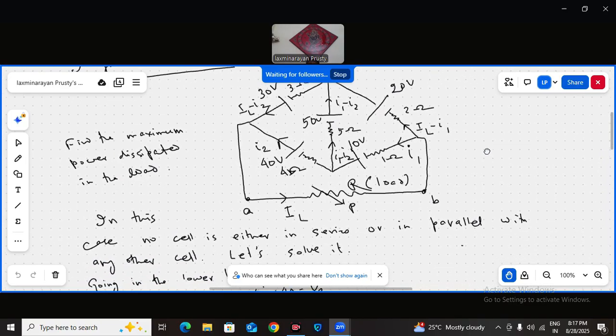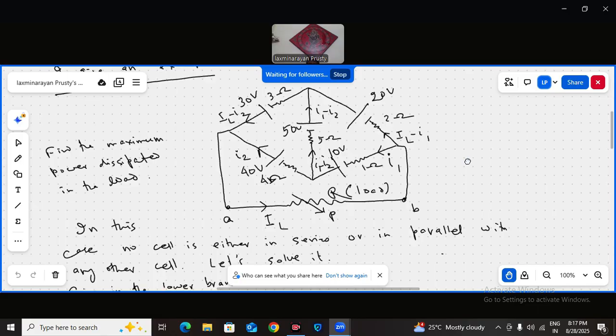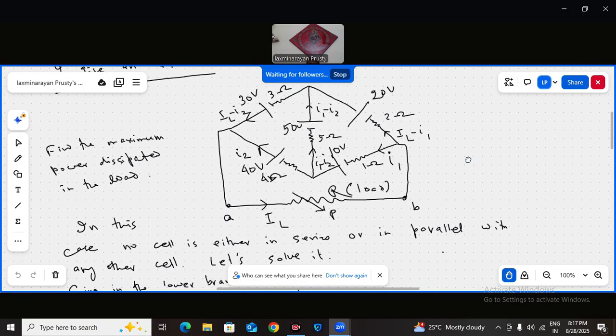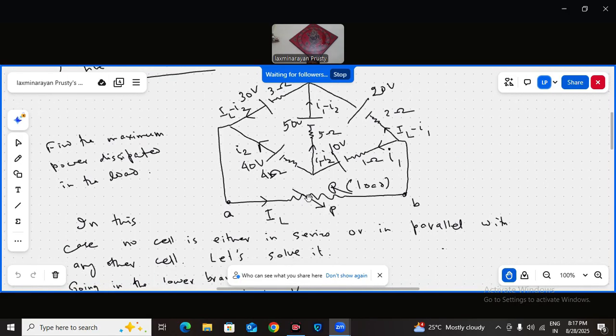Okay. It looks like a Wheatstone bridge arrangement. But now the question is, for the maximum power that I can obtain from the load, the load is a variable resistance. I can go on varying R until I get the maximum power.